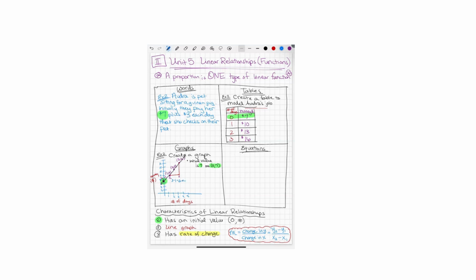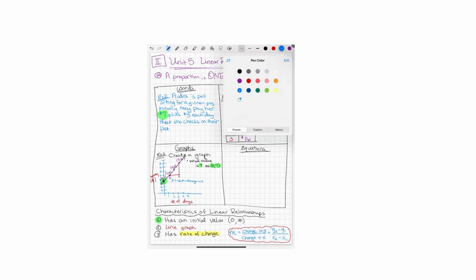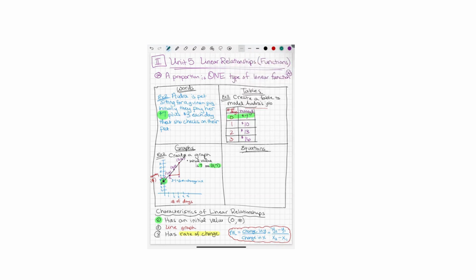So 3 minus 1 is 2. That's my change in x. We want to do something similar with the y coordinates. This one has a height of 16. This other one has a height of 10. And I want to know how far apart are they? How much did my y change? And I can just subtract. So I got my 16 minus my 10 is 6, and that's my change in y.